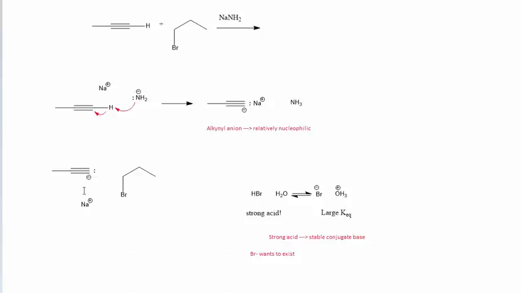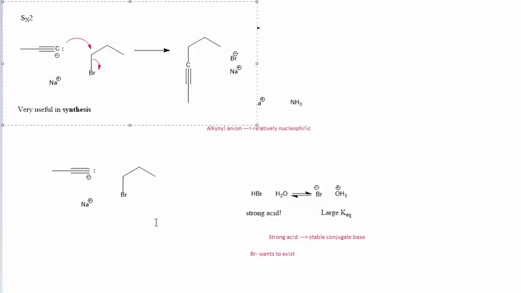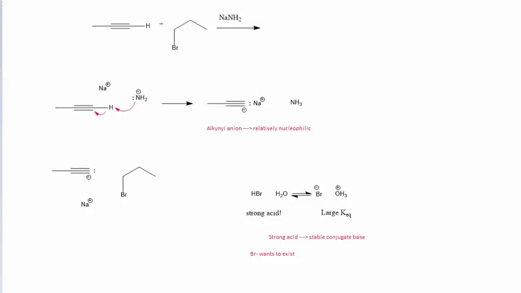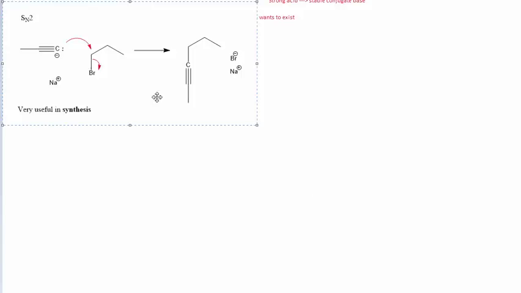Same thing is true over here. This Br is attached to this alkane, but it would prefer not to be. It would prefer to be Br- instead. So what you have is what we call SN2. And it's going to look like this. You have the alkynyl anion's lone pair attack the carbon that is attached to the Br.